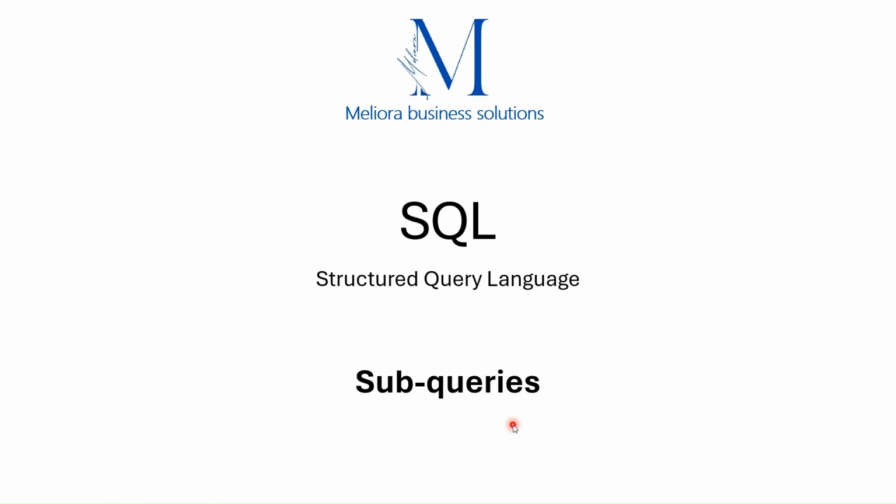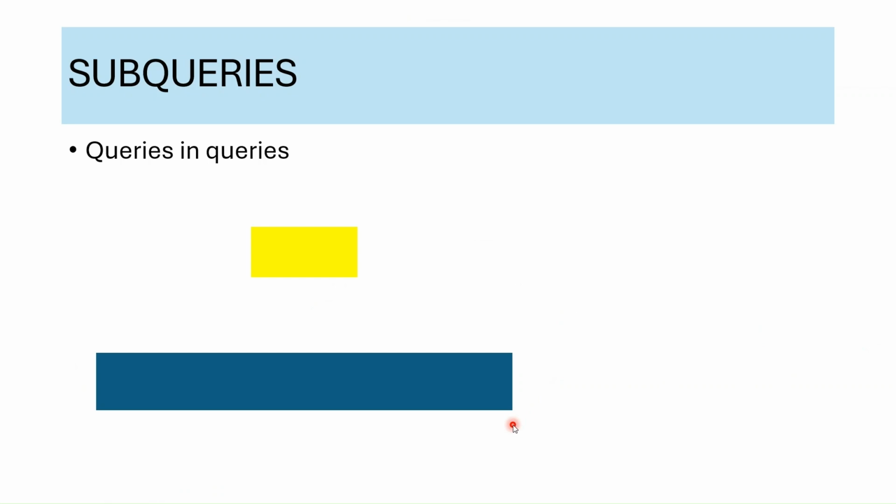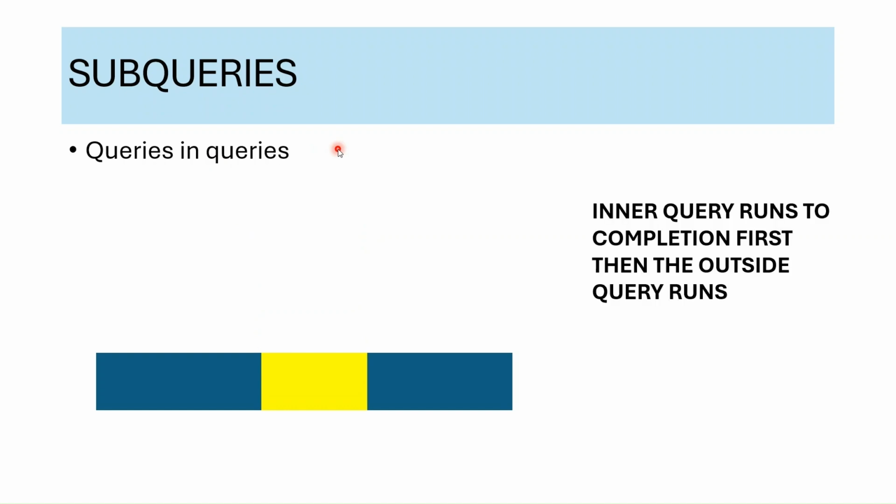In this lecture, we're going to look at subqueries in SQL. So, what exactly is a subquery? Well, simply put, subqueries are queries within queries. So these are queries nested within other queries, like that. So you have the little subquery within a larger query. And one very important thing to note about subqueries is that the innermost query will run to completion first, then the outside query runs.